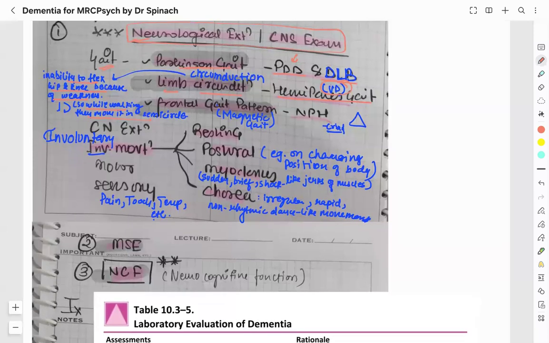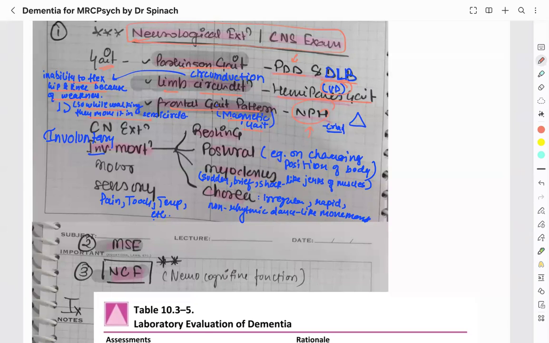Then we have frontal gait pattern, which is magnetic gait, which is seen in NPH. I was partially able to understand what magnetic gait is. Do you know exactly what is magnetic gait that is seen in NPH? For this, there is one YouTube video. If you search magnetic gait for NPH in YouTube, it's there. I think I have seen one video regarding the same thing long back, before releasing the pressure and after releasing the pressure. You can go through it.